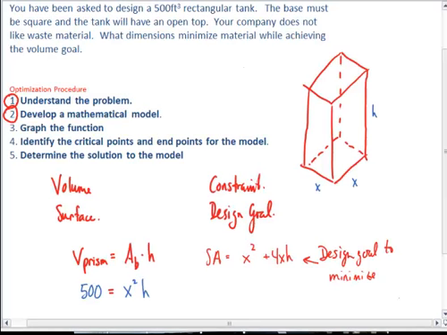In understanding the problem, they tell us that the tank has got to hold 500 feet cubed. The base must be square, so I've labeled the base to be x. The height of the tank is unknown, and that's what we want to determine also, what the height and the base dimension should be. This would be our design constraint. The surface area is our design goal. We want to minimize this because the company does not want to waste material.